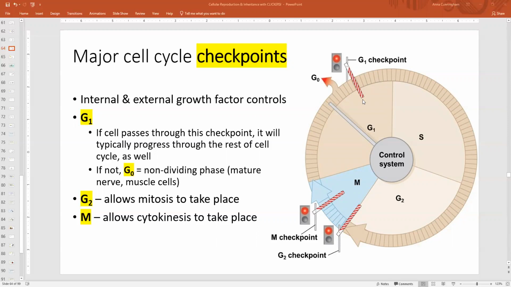There's another reason that if a cell gets through G1, it's probably going to go through mitosis. Because if you go through G1, you're going to make duplicated DNA, and if you have duplicated DNA, there's no reason to not go through cell division. All right. So then a cell has to go through G2, or the G2 checkpoint, in order to get to cell division.